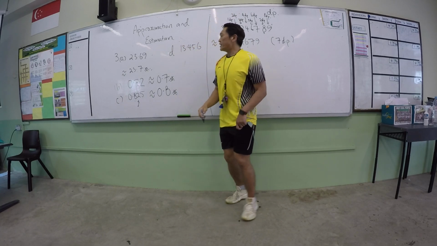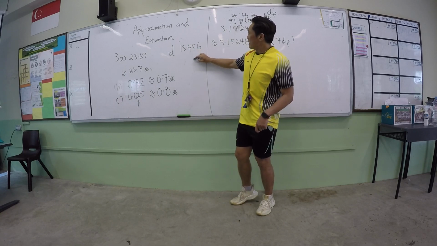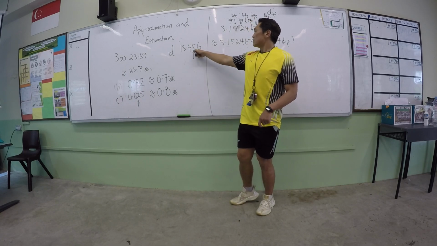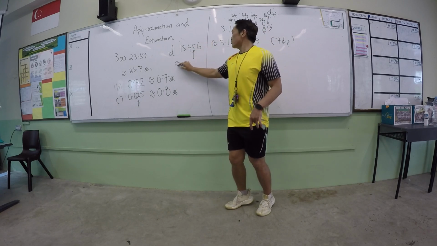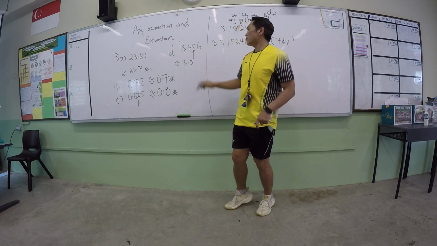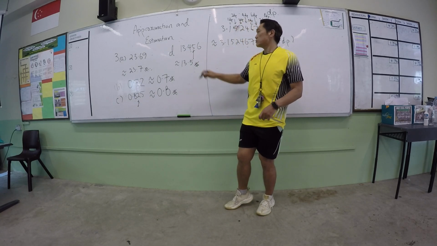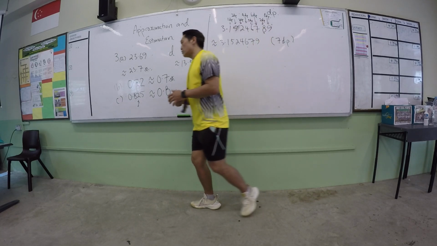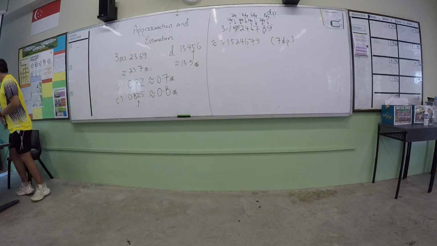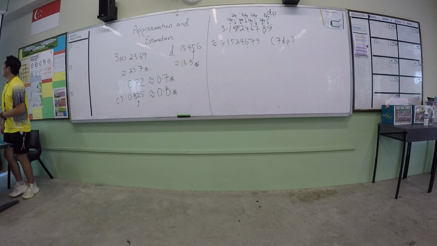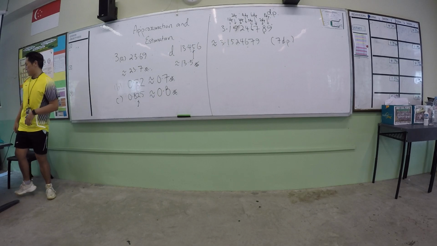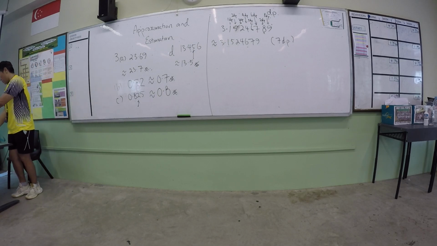13.456. 1 decimal place. So I only look at second decimal place. Since it is 5 or more, we round up. It is closer to 13.5. Okay. Next. Round off the following number to 2 decimal place. Question 4. You all try first.